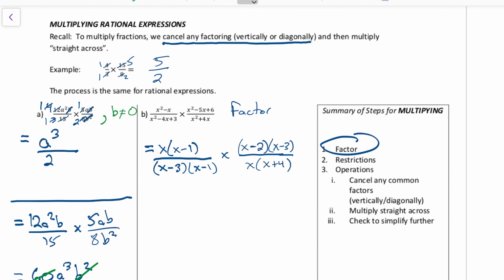So again, at that step, I'm going to take another line just below just to state all my restrictions, which is a lot. So I do it before I divide things. So I've got x cannot equal 3, 1. This guy is going to be 0. Just don't forget about him. And then negative 4. So I got 4 different restrictions.